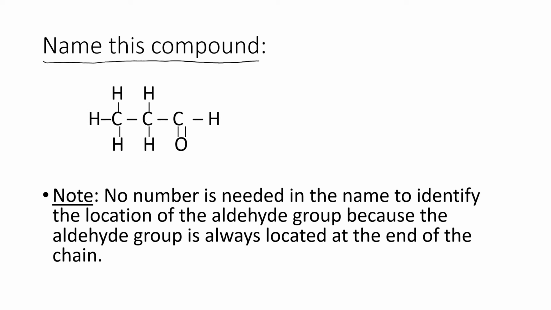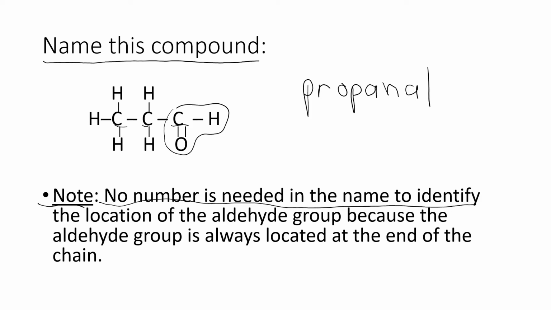Name this compound. So we have three carbons in our parent chain that is attached to our functional group, the aldehyde. So three carbons gives us the prefix prop, and the ending, if it was all single bonds to hydrogens, would be propane. So since there's an aldehyde, we would drop the E in propane and add al. So the name of this compound is propanal. Please note, no number is needed in the name to identify the location of the aldehyde group, because the aldehyde group is always going to be located at the end of the chain.